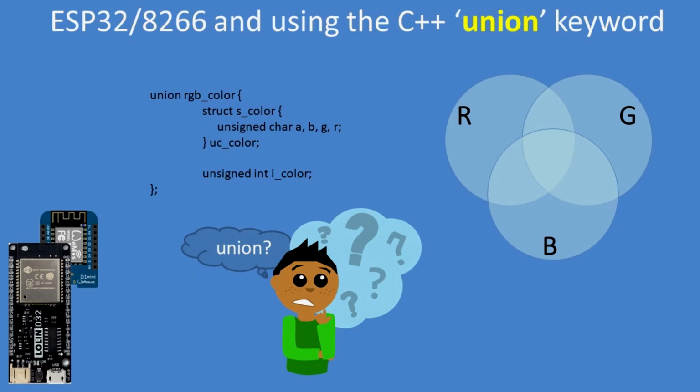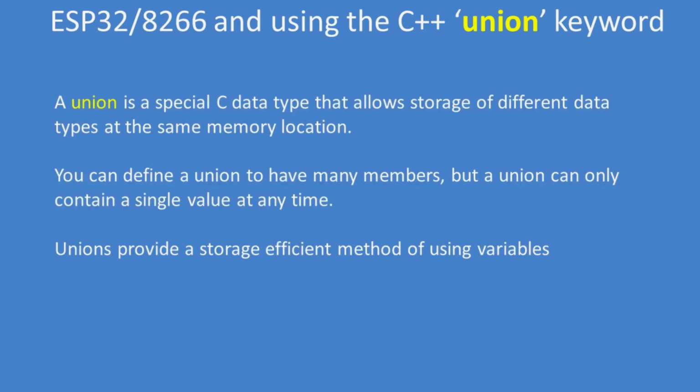Sometimes you might see the union keyword in a program and wonder what that's all about. Well, here's a brief insight into its usage. So a union is a special C data type, like an integer or a floating point, that allows storage of different data types at the same memory location, so you're reusing the storage area.